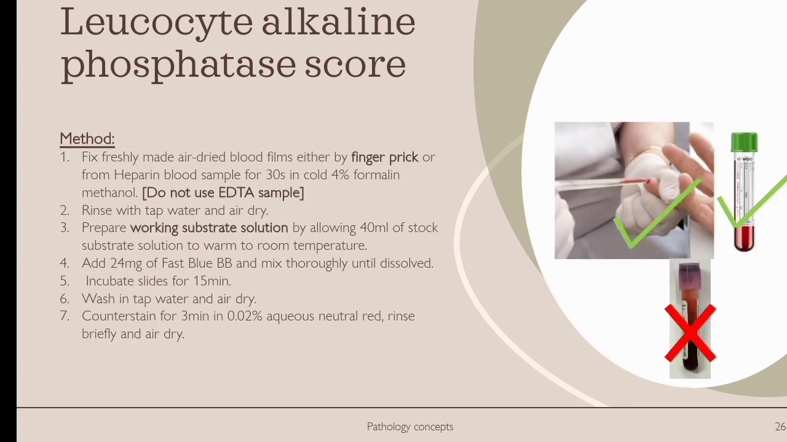Method: fix a freshly made air-dried blood smear, either by finger prick or from a heparin blood sample, for 30 seconds in cold 4% formalin methanol. Do not use an EDTA sample. Rinse with tap water and air dry. Prepare the working substrate solution by allowing 40 ml of stock substrate solution to warm to room temperature. Add 24 mg of fast blue BB salt and mix thoroughly until dissolved. Incubate the slide for 15 minutes. Wash in tap water and air dry. Counterstain for 3 minutes in 0.02% aqueous neutral red. Rinse briefly and air dry.